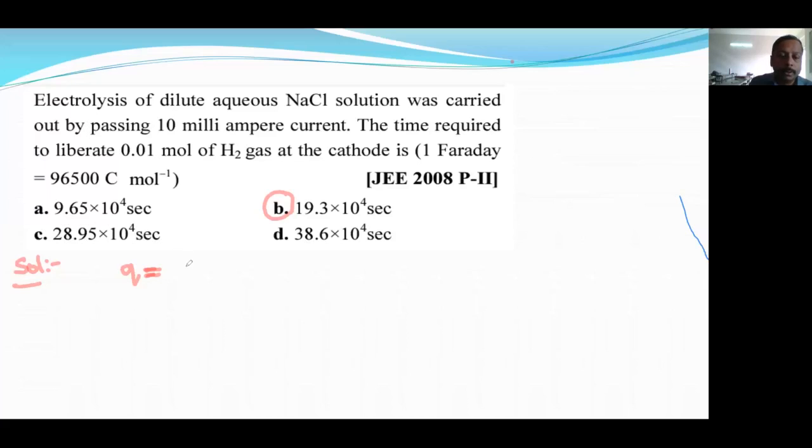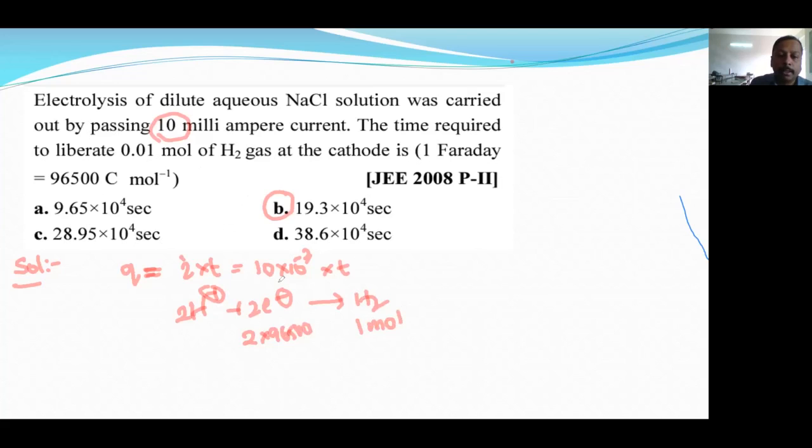Here we have to use the formula Q is equal to I into T. We are given 10 milliampere, so 10 into 10 to the power of minus 3 ampere current. The time required we have to find out. For hydrogen gas H2, the reaction is 2H plus plus 2 electrons gives hydrogen. That means 1 mole of hydrogen requires 2 into 96500.